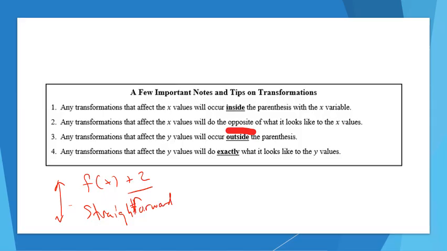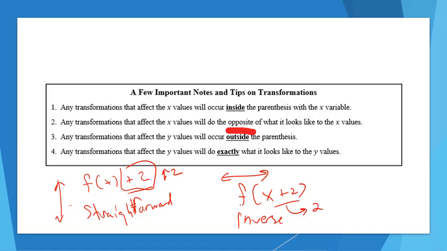And do exactly what it looks like. So this plus 2 is going to shift it up 2 units. If we have something that affects the graph horizontally, it's going to occur on the inside of the function, and then it's going to do the inverse of what it looks like it should do. So this will actually move it 2 units to the left.